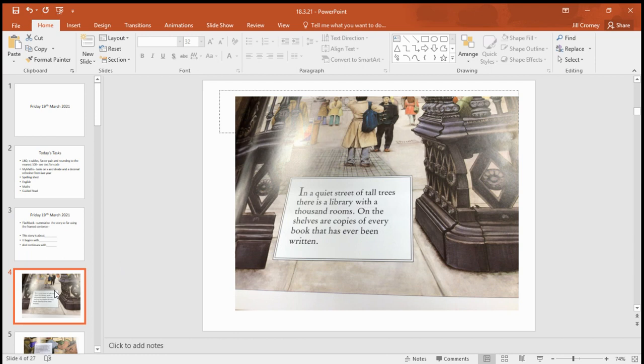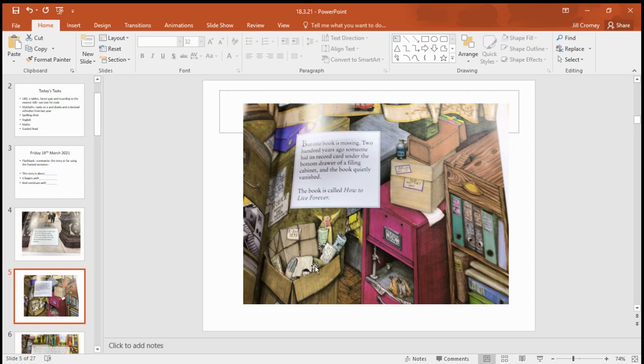Okay, so let's have a look back at the story all together, see whether or not you remembered the key events. In a quiet street of tall trees, there is a library with 1,000 rooms. On the shelves are copies of every book that has ever been written. But one book is missing. 200 years ago, someone hid its record card under the bottom drawer of a filing cabinet, and the book quietly vanished. This book is called How to Live Forever.